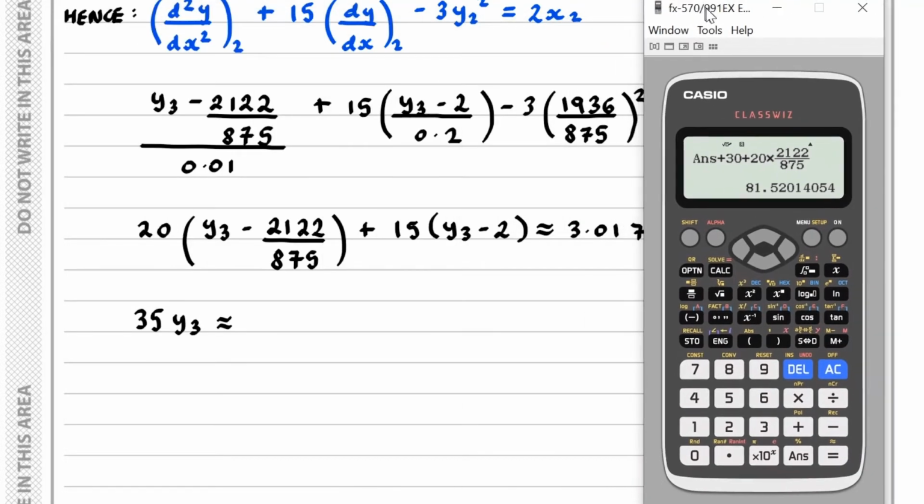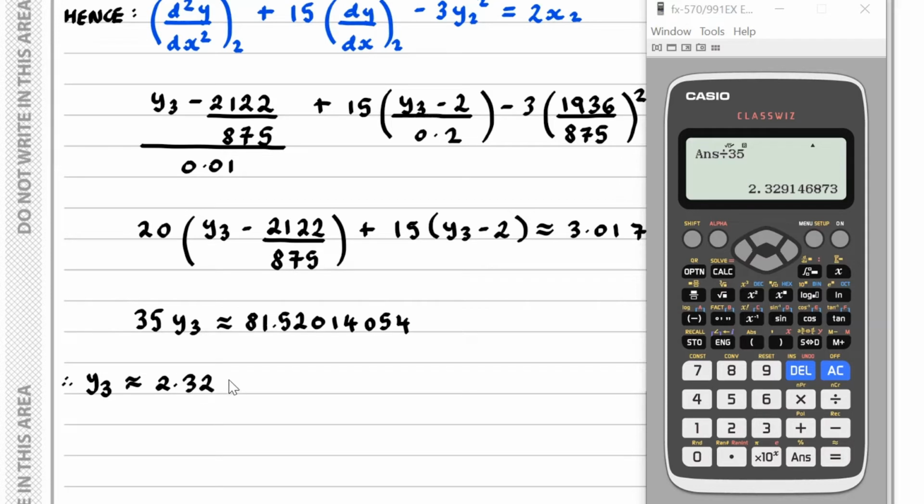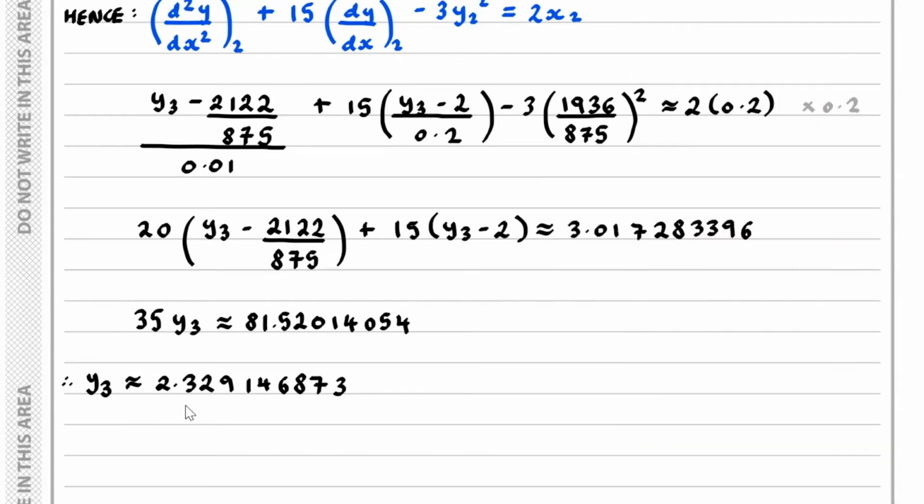hence 35y3 is approximately 81.52014054. And if I divide through by 35, y3 is approximately equal to 2.329146873. Here is the approximation for y3.